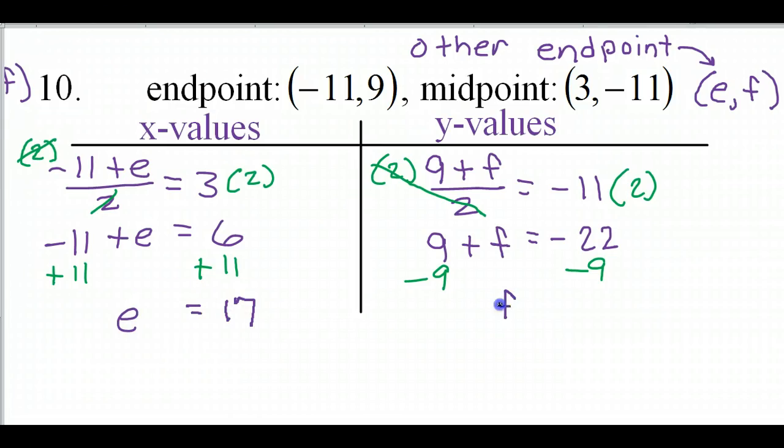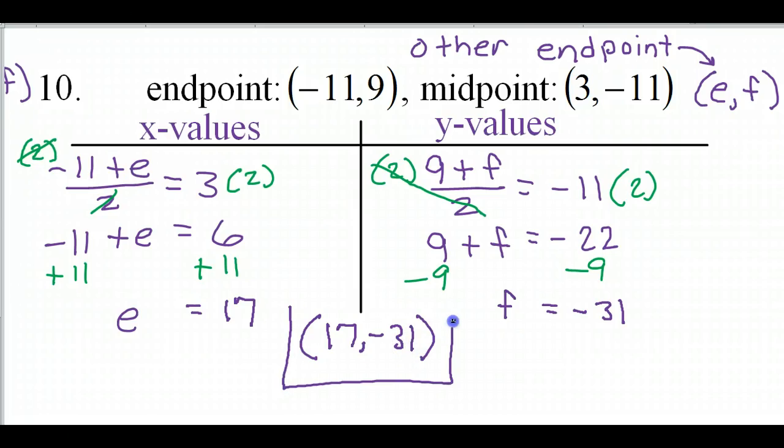This is going to leave me with f equals -31. Okay, again, since (e, f) is the other endpoint, that means the other endpoint must be (17, -31). Kabam. And I think that is the end of the assignment.